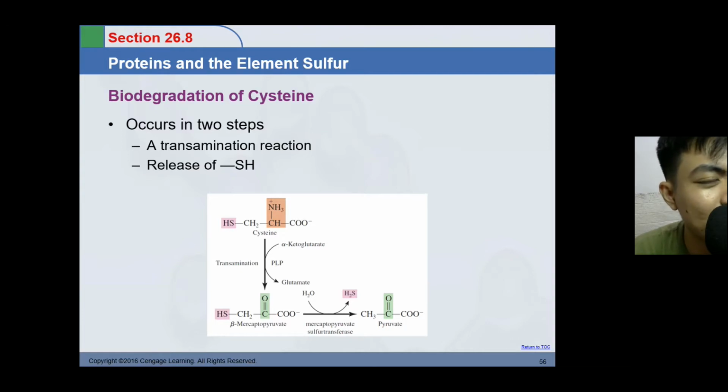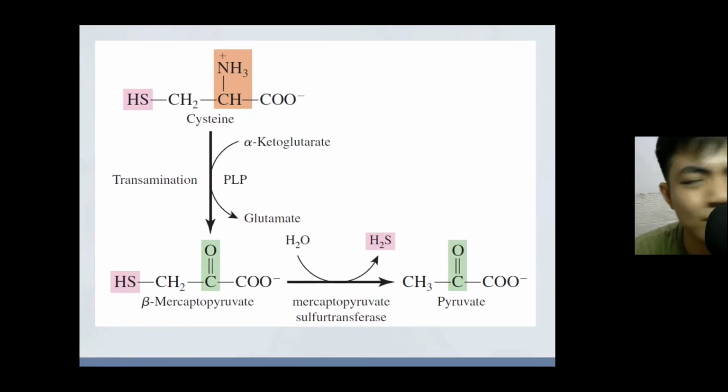And after that, we can have another process releasing the thiol group, okay? Producing sulfide ion. So we have here our cysteine. There will be a transamination with our ketoglutarate to produce glutamate and a beta-mercaptopyruvate. This SH here is the mercapto, which is a thiol. It can be removed by hydrolysis, no? So that we will get pyruvate from our cysteine.